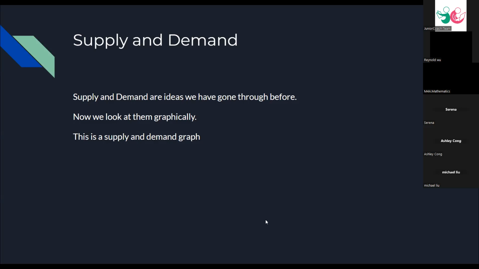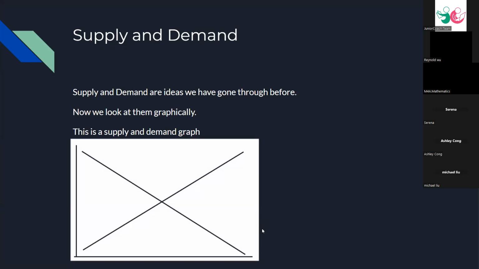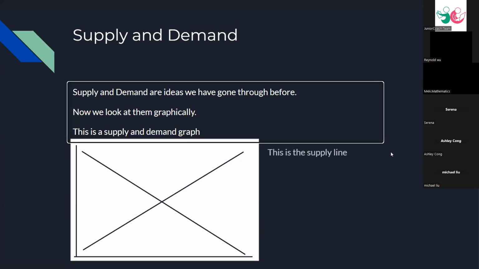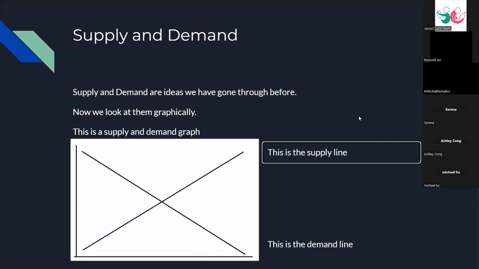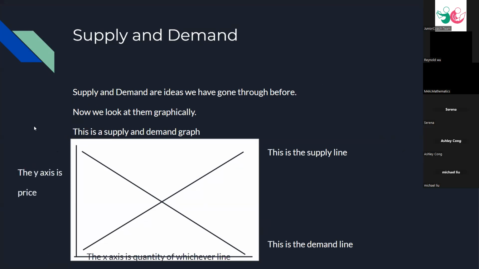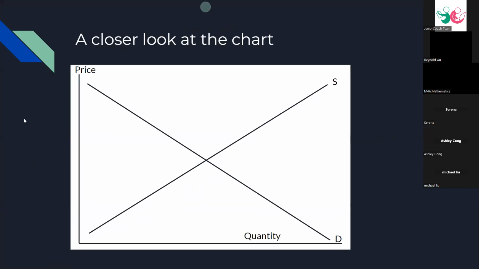So now let's look at the graph for it. This is a supply demand graph. This is the supply line, and this is the demand line. The x-axis is the quantity, and the y-axis is the price. So let's take a little closer look. Right here in the middle, that is the equivalence point. That's where things are equal. That's when the amount of things that people are supplied is matching the number of things that people demand.